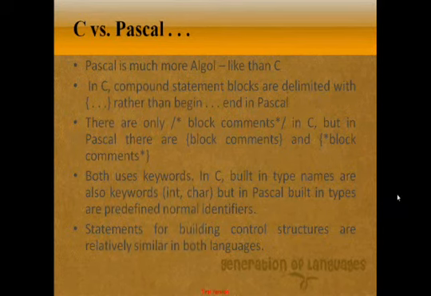Major differences between C and Pascal. Pascal is much more algo-like than C. Both use keywords. In C, built-in type names are also keywords, but in Pascal, built-in types are predefined normal identifiers. Statements for building control structures are relatively similar in both languages.